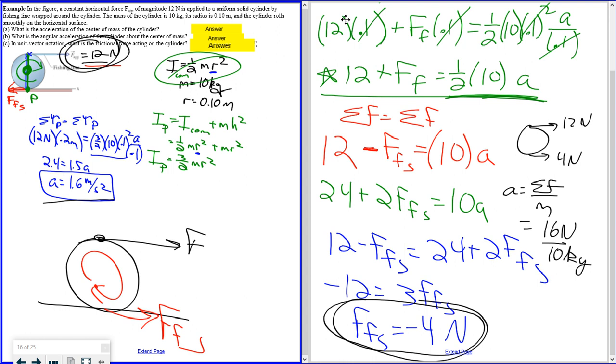Once you've done this, B and C are easy. We've already done part C. We found the force of friction. It's got to be 4 newtons to the right. Angular acceleration is just A over R, so 1.6 over 0.1, which is 16 radians per second squared.